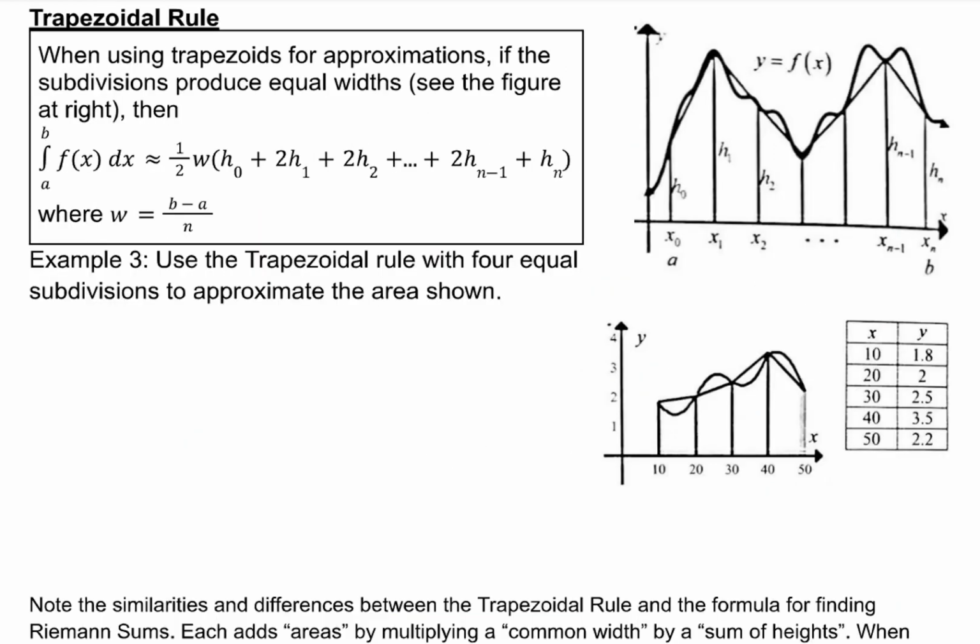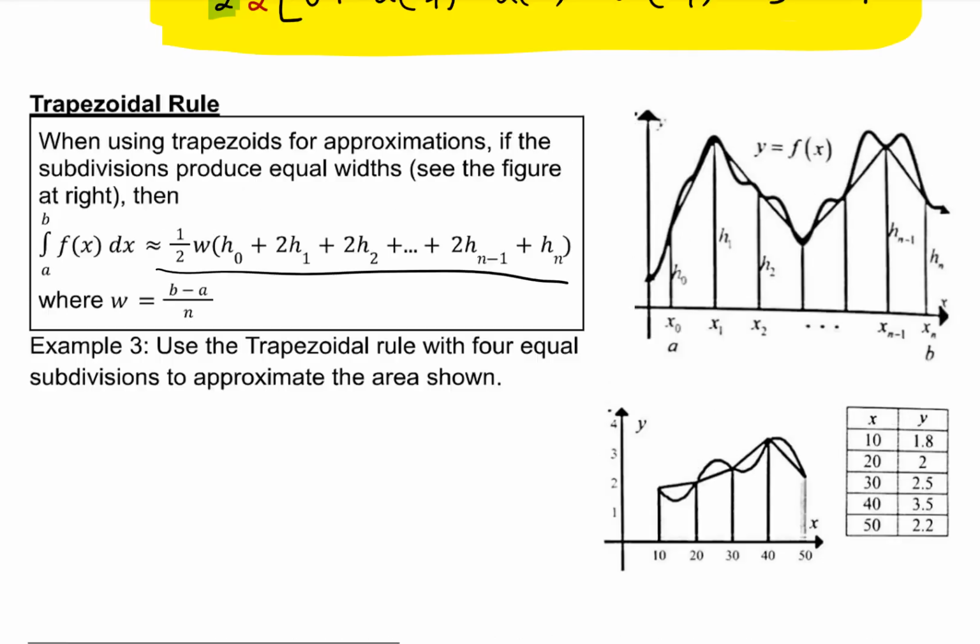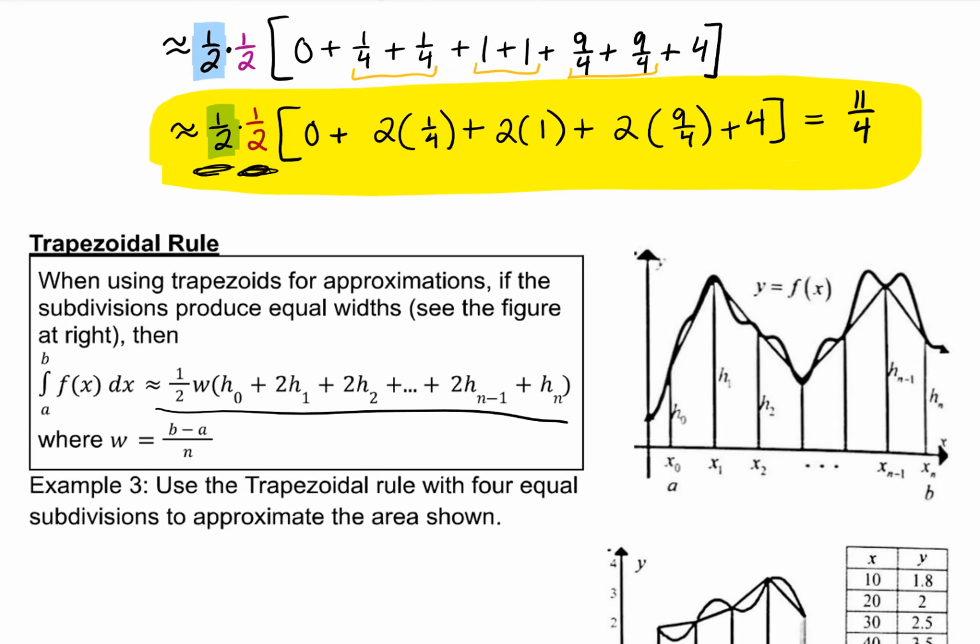When using trapezoids for approximations, if the subdivisions produce equal widths, then we can use this formula. 1/2 times the width times this quantity. The addition of all the heights, except the inner heights, will be doubled.